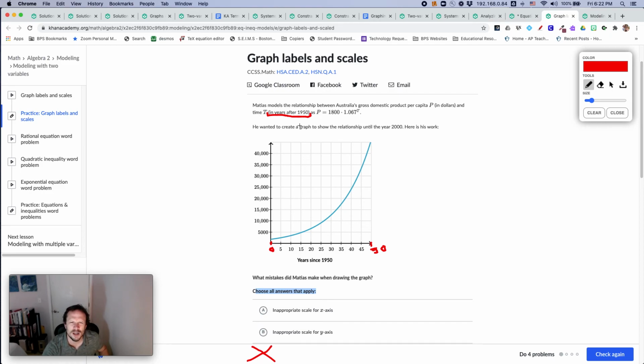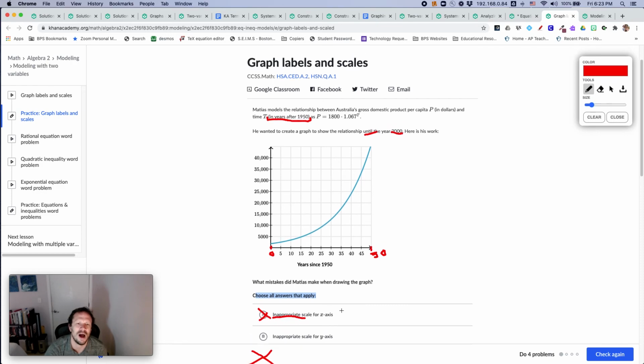He wanted to create a graph to show the relationship until the year 2000. Oh, that's what it goes up to. It goes up to 2000, and it starts at 1950. So I should start at the beginning and go until 2000. Well, it does that. So it is not an inappropriate scale for the x-axis. I can cross that off.